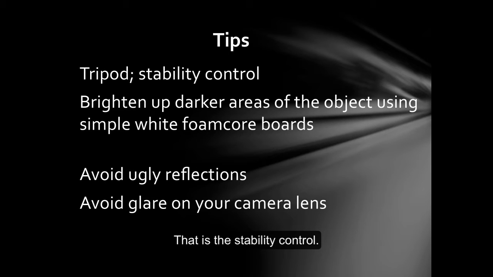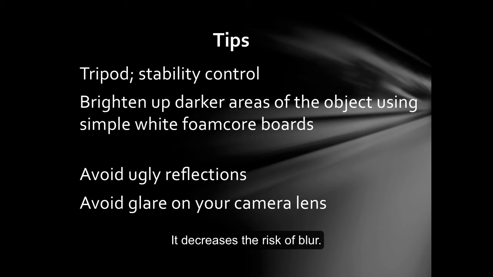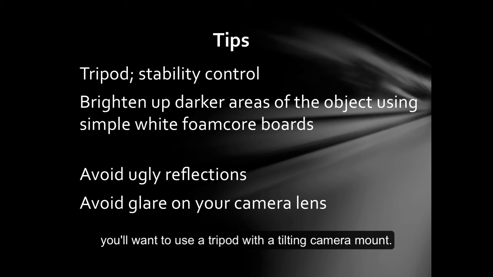A tip that you should always remember is to use a tripod. That is the stability control. And of course, the settings on your camera, if you need to use a slow shutter speed, or if your photos are turning out blurry, then you need to put your camera on a tripod, because that tripod really does keep the camera steady. It decreases the risk of blur. If you're taking photos of the object from below at a very low angle or from above at a high angle, you want to use a tripod with a tilting camera mount.